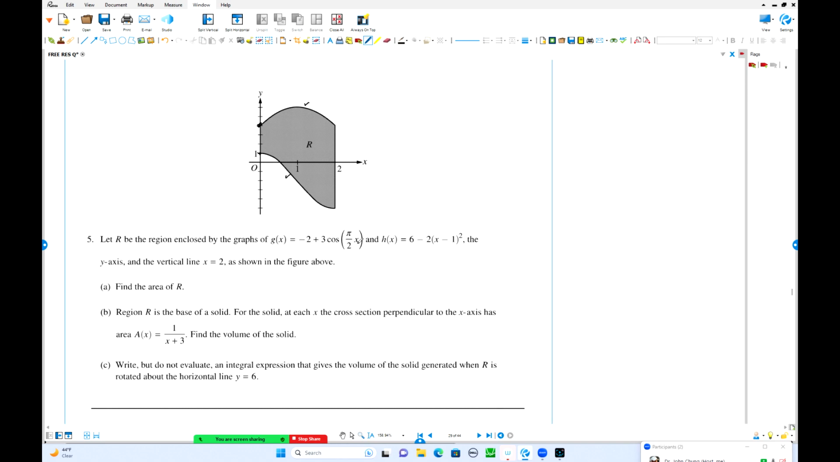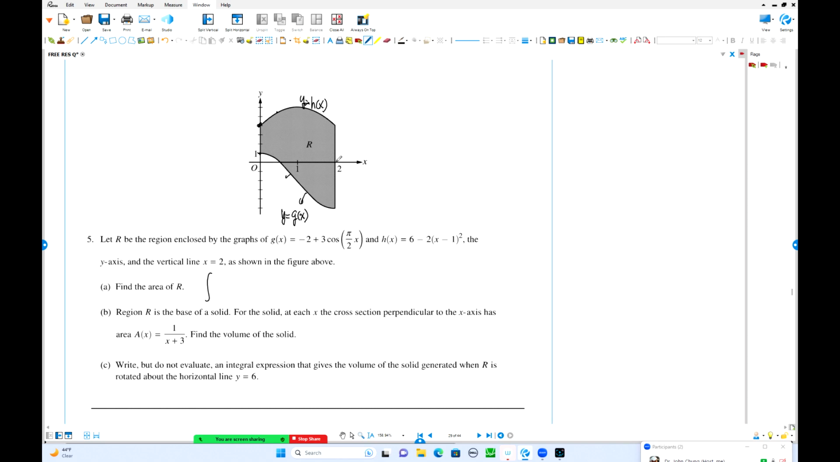When x equals 0, you can use cosine 0, which is 1. Negative 2 plus 3 is 1. So this is the g of x graph, and this is the h of x graph, which is the top. With y equals h of x and y equals g of x, the area of this region is top minus bottom.